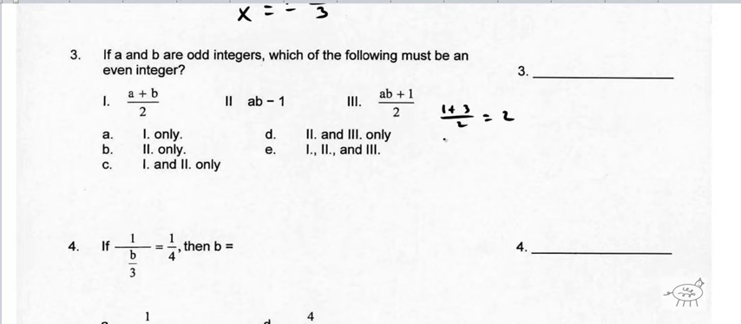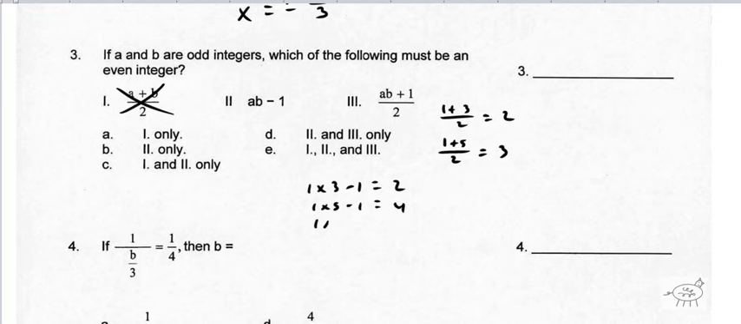That's great. But how about 1 plus 5? Let's do the next odd integer. That's 6 over 2, which is 3. So I know this is not a good one. And AB minus 1. Well, again, let's multiply together. So how about 1 times 3 minus 1? That's 2. How about 1 times 5 minus 1? That's 4. Oh, look at that. Let's do 3 times 7 minus 1. Oh, that's 20. Okay, that looks like a good one.